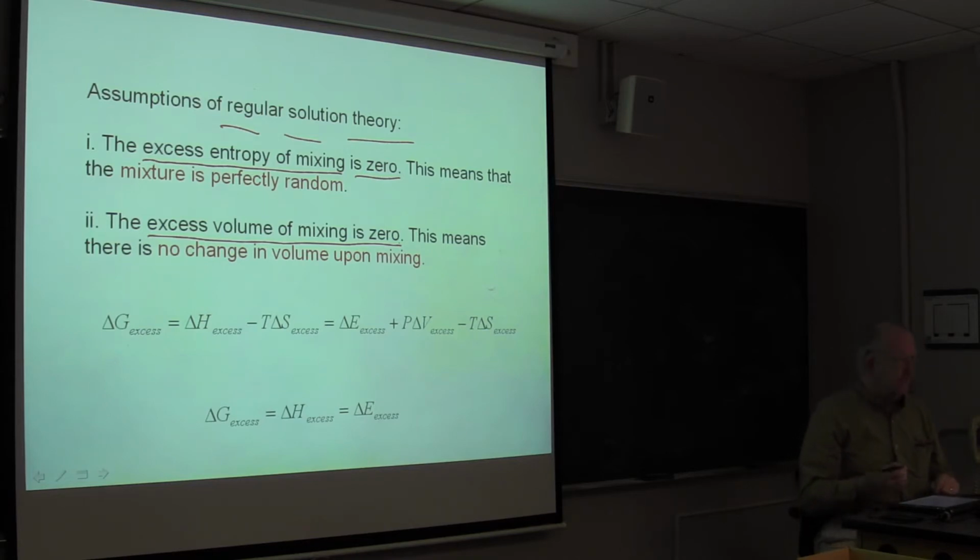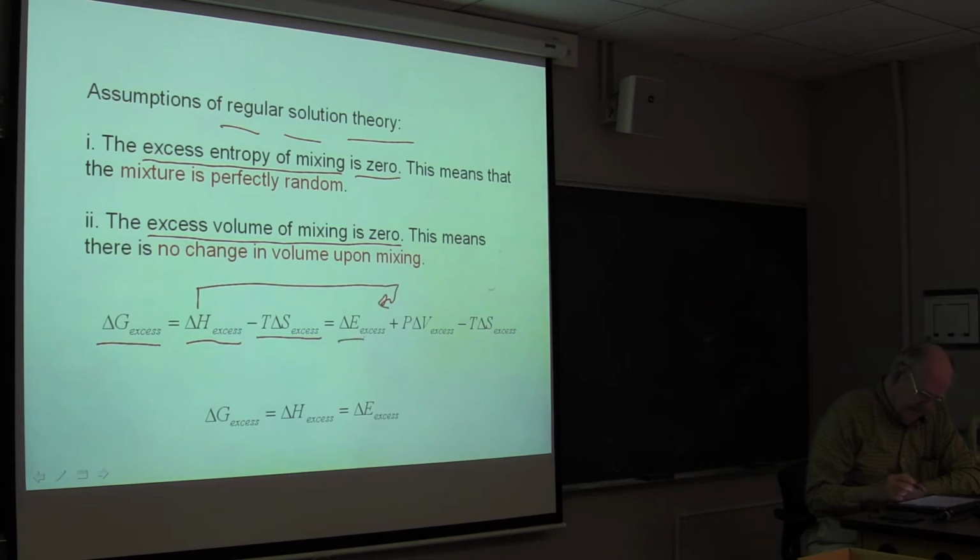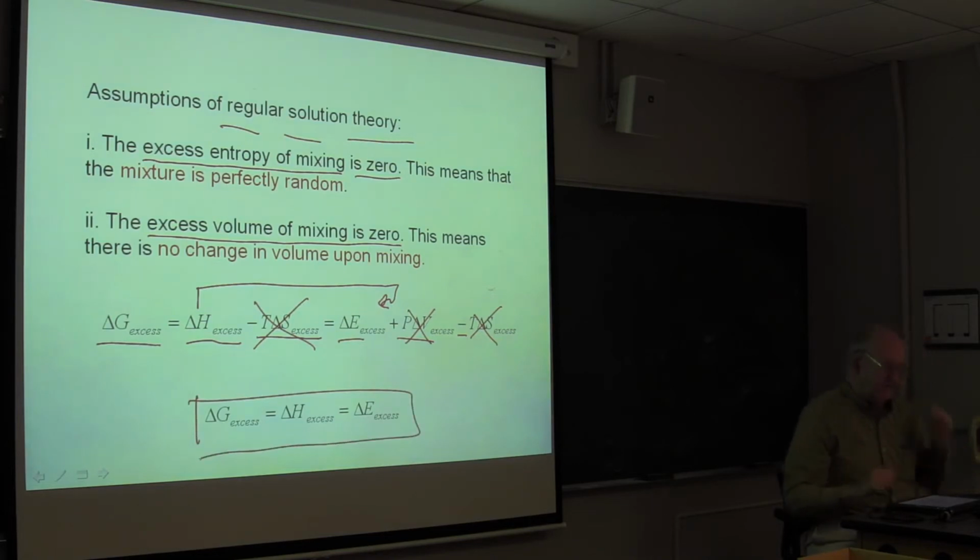This now allows us to find out something very simple. Here's the excess free energy of mixing in terms of the excess enthalpy of mixing and the excess entropy of mixing. And I can set the enthalpy equal to the energy of mixing plus P delta V excess, minus T delta S excess. Now, if the excess entropy is zero, that goes away. And if the excess volume of mixing is zero, that goes away. That leaves us with this wonderfully simple situation. The excess free energy of mixing is equal to the excess enthalpy of mixing, which is equal to the excess energy of mixing.